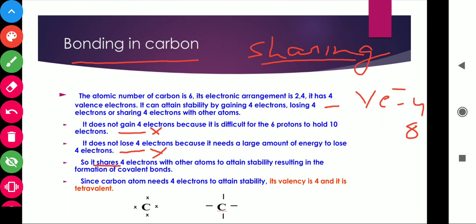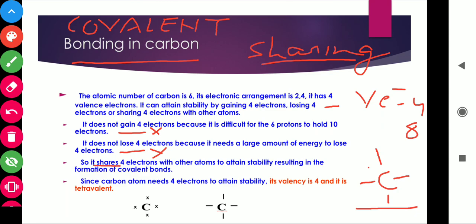Sharing of electrons will take place, and this type of bonding is known as covalent bonding. Carbon forms covalent bonds. It has 4 electrons in the outermost shell. We will show that: C, 1, 2, 3, 4, and this is called tetravalent. Carbon is tetravalent. Its valency is tetravalency.